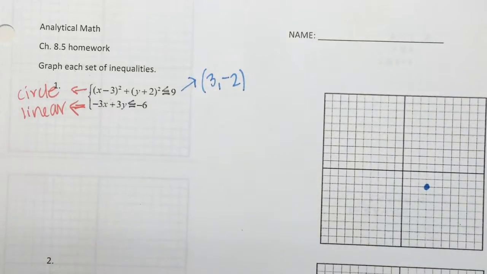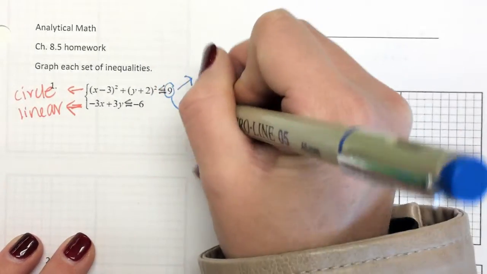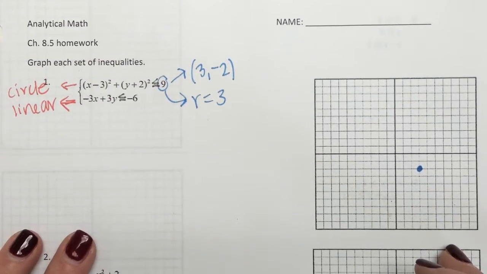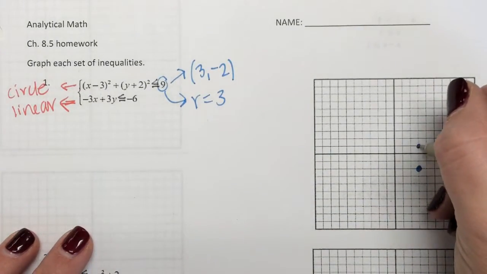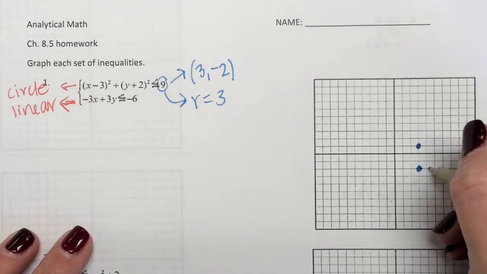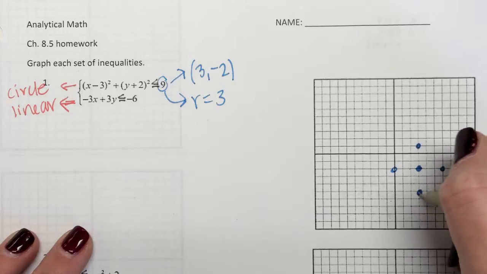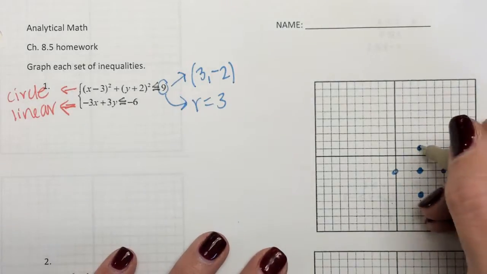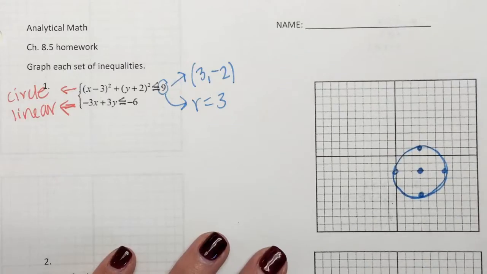And then y'all said something about the radius. What's the radius on this one? Yes, because it's the square root of this number. So how do I draw that? Up 3, down 3, left 3, right 3. So 1, 2, 3. From the center, you just move 3 in each direction. Don't forget that even though it's a circle, it could still be dashed or solid. This one's what? Solid. Just draw a circle the best you can.